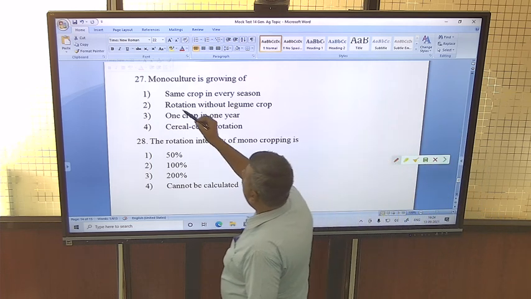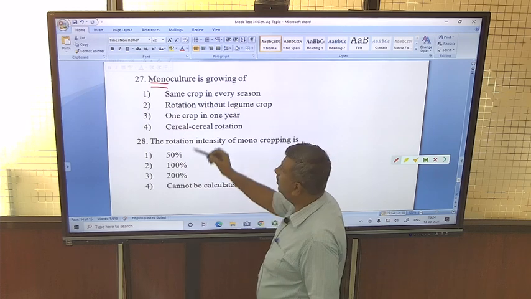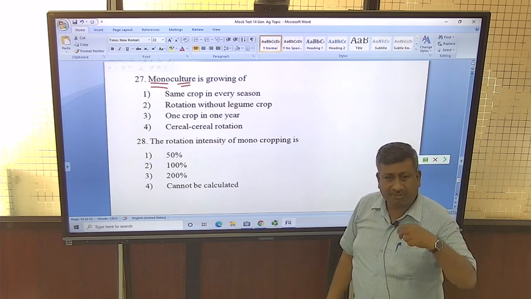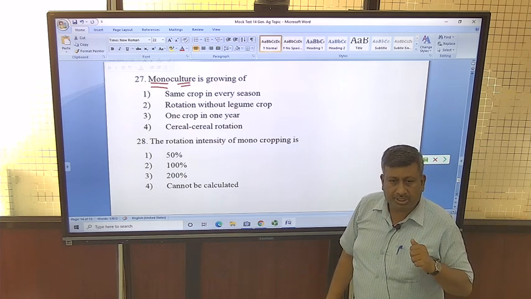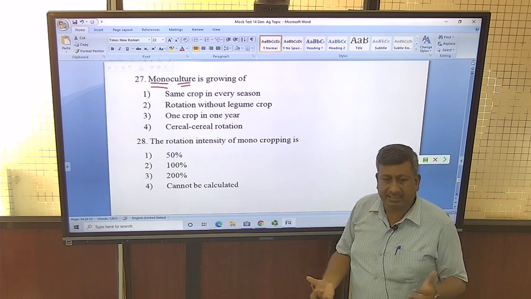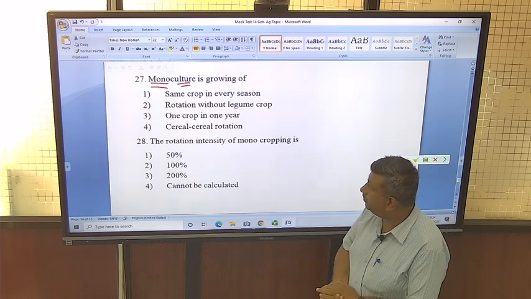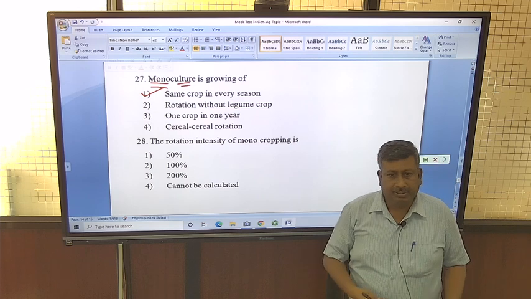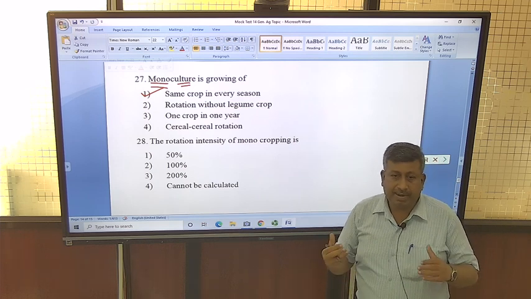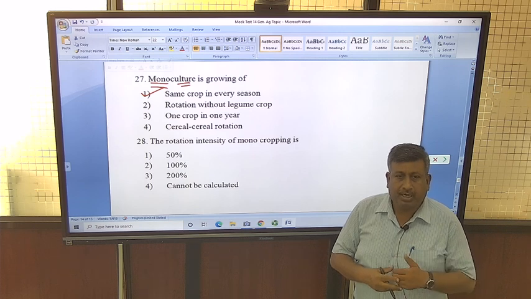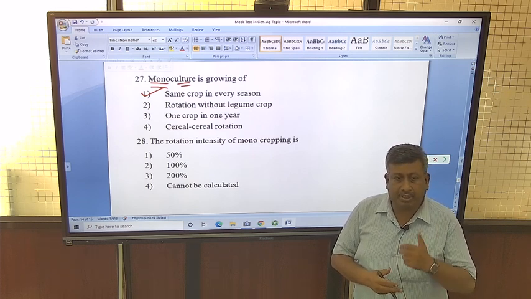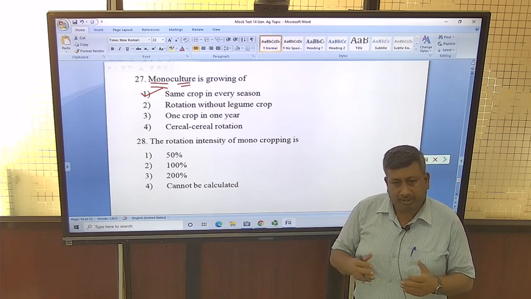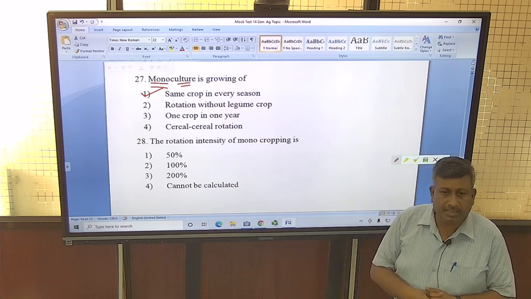Monoculture is growing... mono means one or same. Culture means cultural practices. If the cultural practices are of the same type, then it is considered monoculture. In diversified culture, different types of practices are used. So monoculture is growing the same crop in every season, suppose rice, sugarcane. Same cultural practices, same crop, same herbicide, same insecticide, same dose of fertilizers, same intercultivation practices. That is why growing the same crop is known as monoculture.